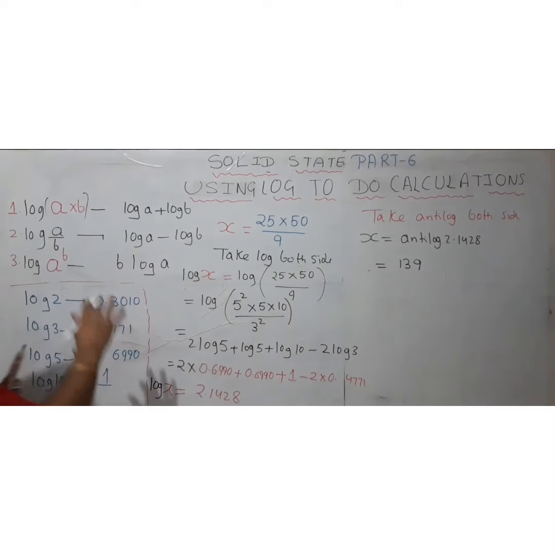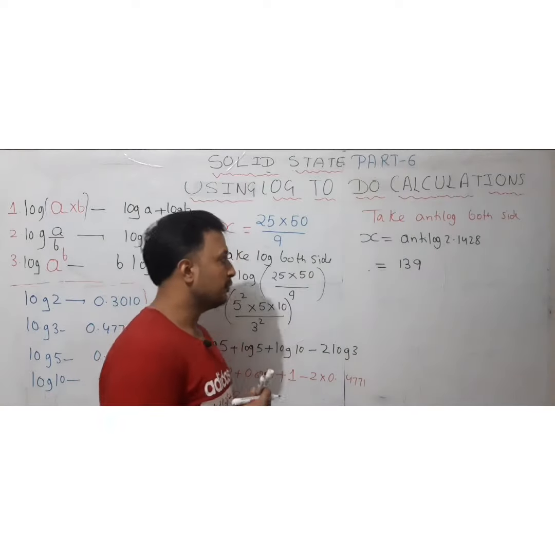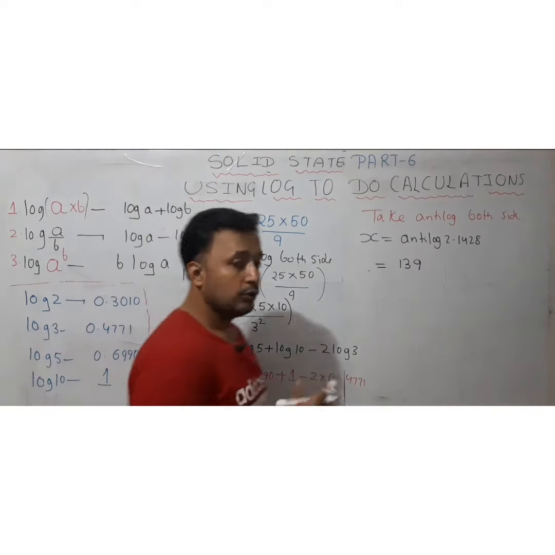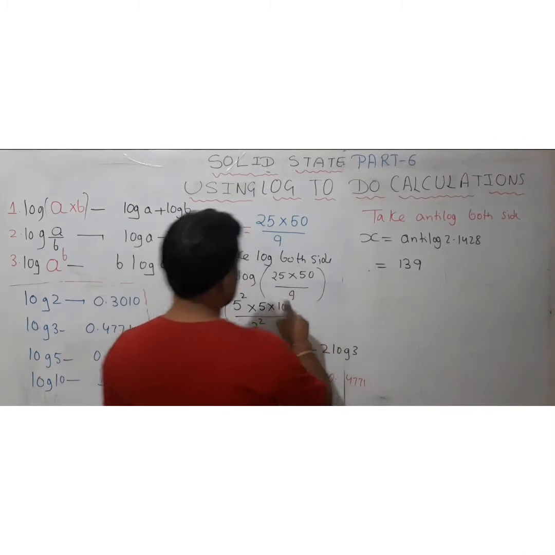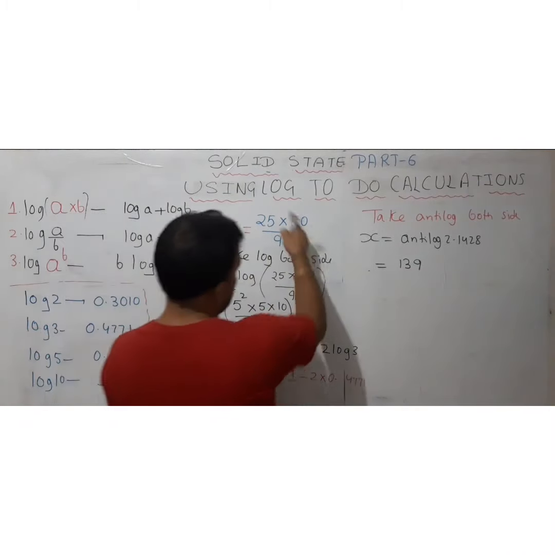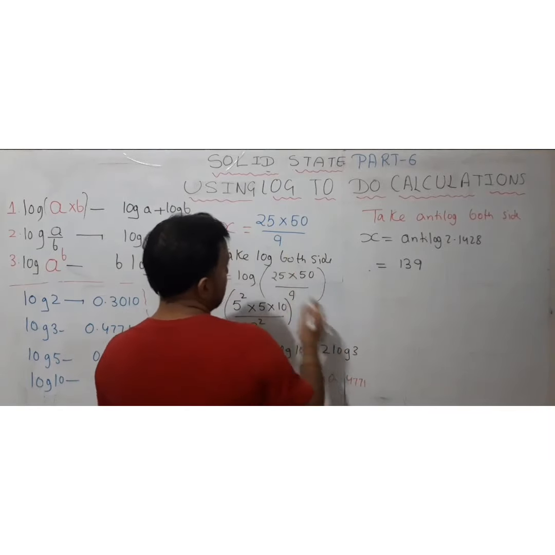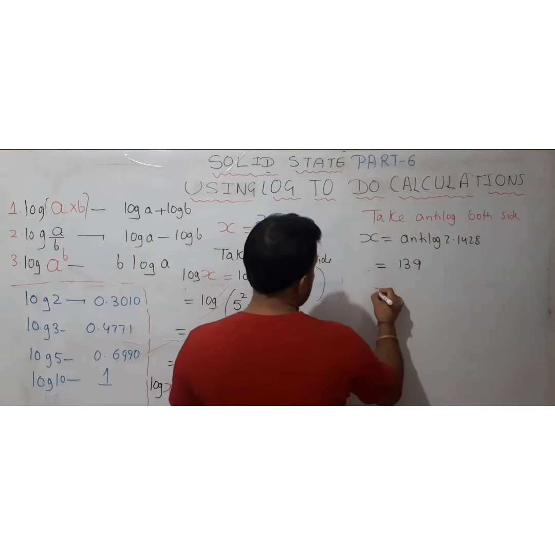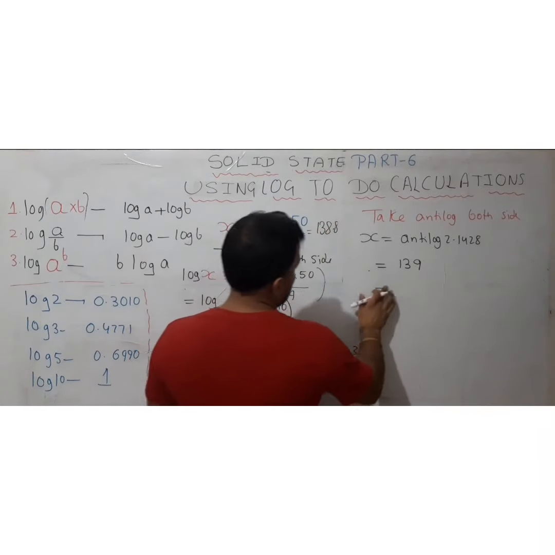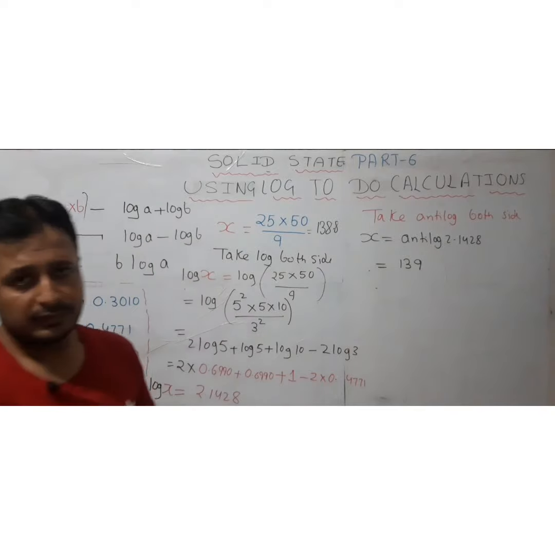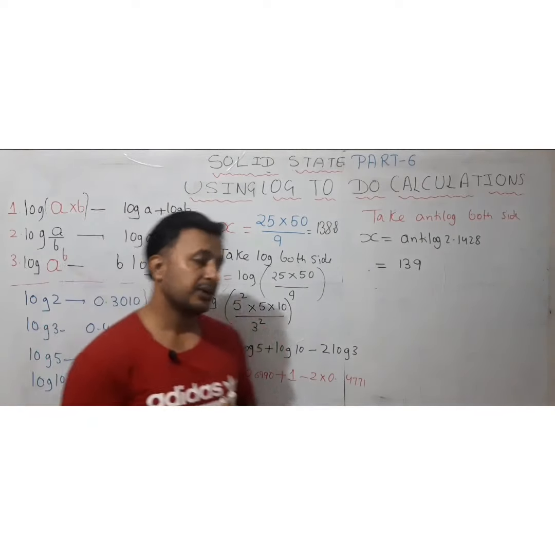When you start applying log in your calculations, maybe in the beginning you will find some problems, but once you are habituated to this, you are going to do it very fast. Okay. If we do it the usual way, doing multiplication and division, and find this answer, the answer will be around 138.8. So approximately it is going to be the same. Okay. So you are going to get marks for that. No marks are going to be deducted for that.